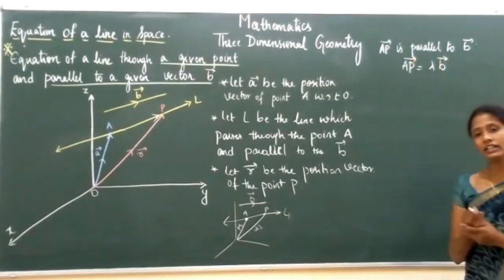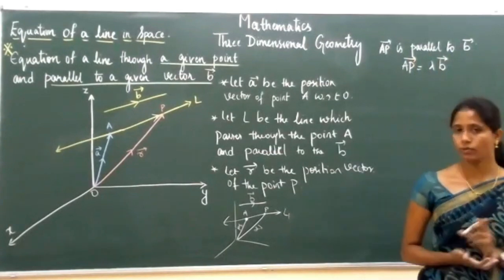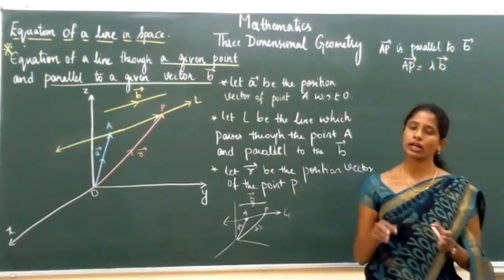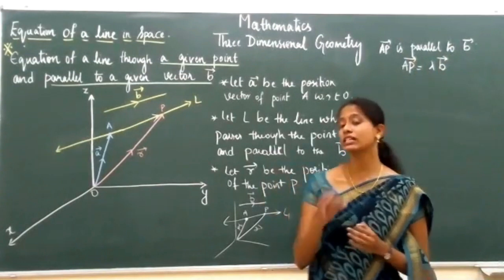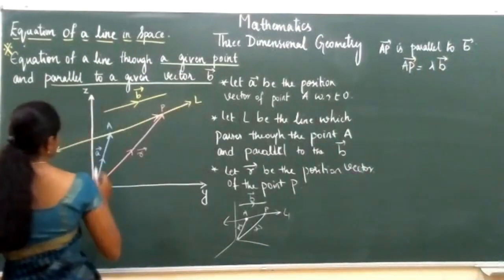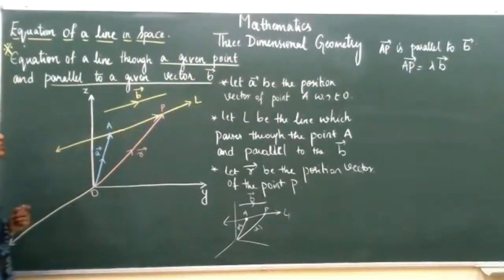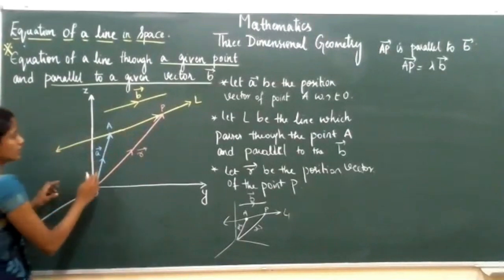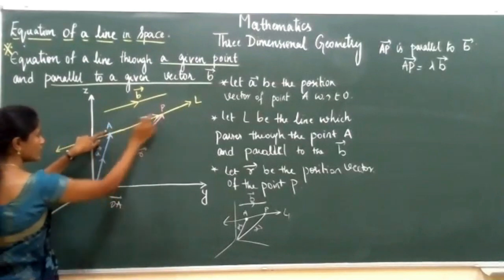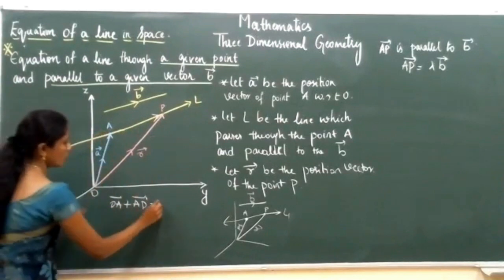And we know how to write vector AP. Vector AP is given as vector OP minus vector a. We write this using the triangular law of vector addition. Here you can see you have a triangle, so to find vector AP I use the triangular law of vector addition: vector OA plus vector AP is equal to vector OP.